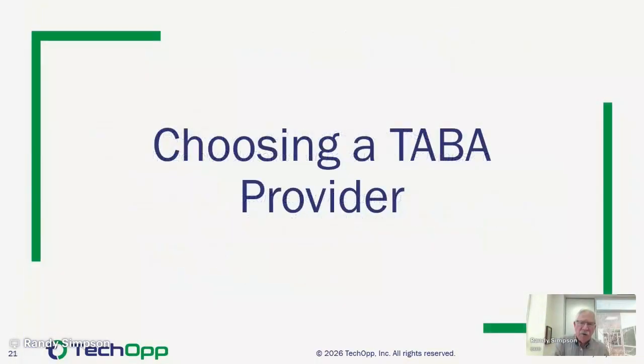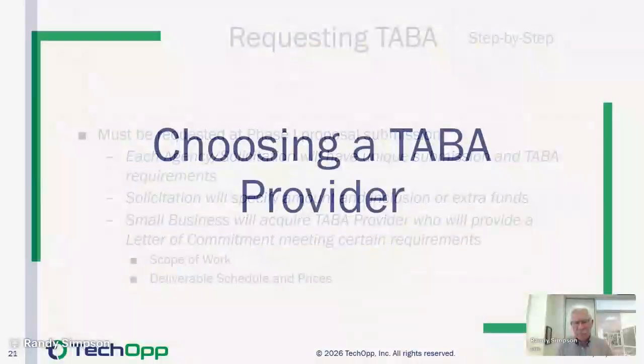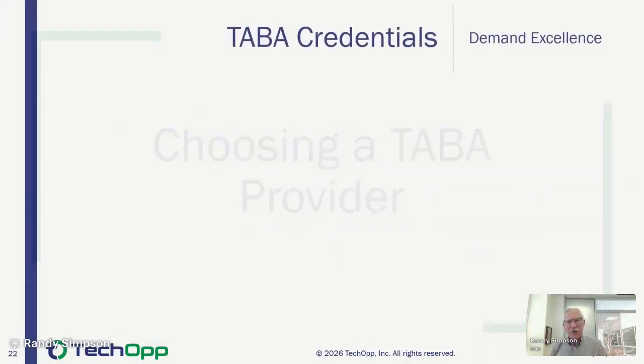So how do you go about choosing those TABA requirements? Oh, I will say the letter of commitment they give you will have the scope of work, the deliverable schedule, and all the pricing in there, as well as the rates and a justification of the rates. So how would one go about choosing a TABA provider?